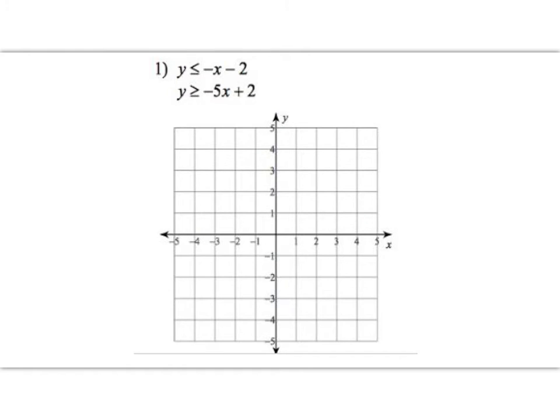So in this problem, we have two equations as a system. The first one is y is less than or equal to negative x minus 2. So first you want to graph negative 2. Then you want to go down 1 over 1. Down 1 over 1. Down 1 over 1. And since it's less than or equal to, you're going to graph a solid line all the way across. And since it's less than or equal to, you're going to want to shade down.